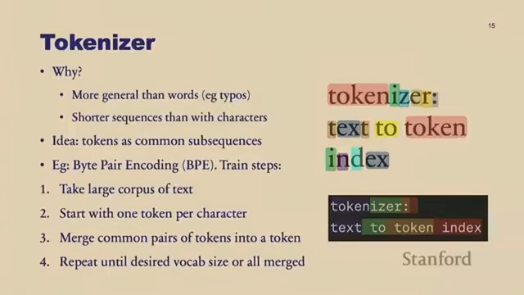Token becomes its own token. So tokenizer is actually split up into two tokens, token and izer. So yeah, that's all about tokenizers. Any questions on that? Yeah. How do you deal with spaces and how do you deal with punctuation?